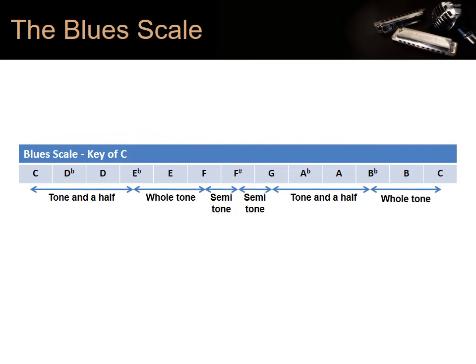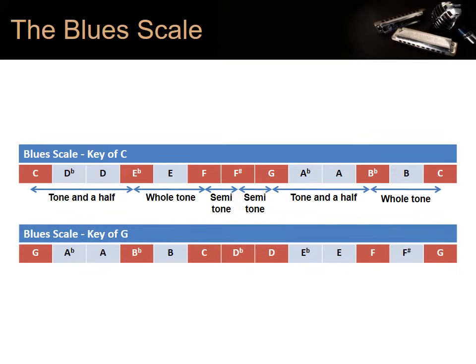Now let's have a look at the blues scale pattern. Here's the blues scale in the key of C. If we now resequence these 12 notes beginning and ending in G, so we get a G chromatic scale, and apply the blues scale pattern, we get the following notes for a blues scale in G. And now let's do the same, but beginning the scale and ending it on D, for a blues scale in D.